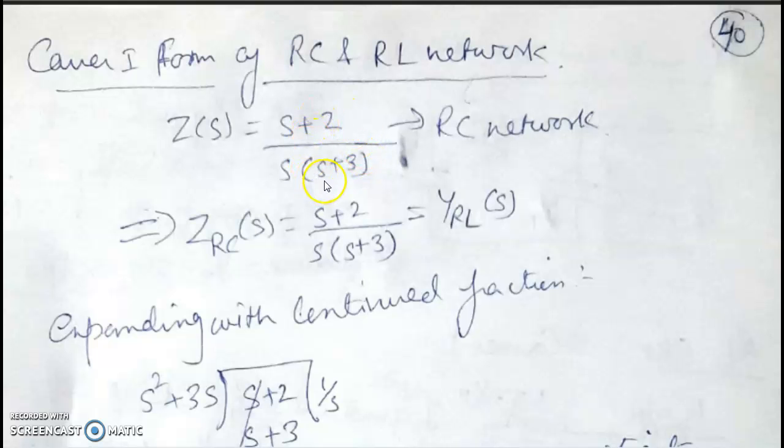When we plot the pole-zero plot, we see that at the origin the pole is lying, and because of that the function is the impedance function of RC network. Now if it is the impedance function of RC network, that means it will be the admittance of RL network. And Cauer form is based on the continued fraction expansion.